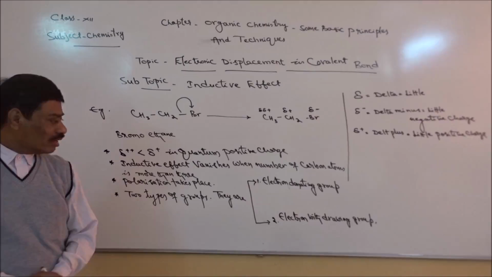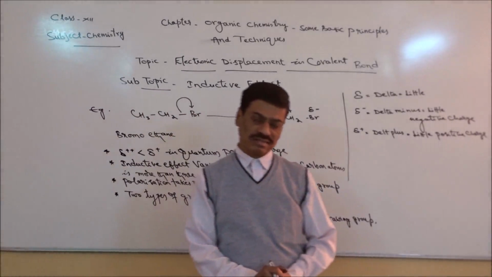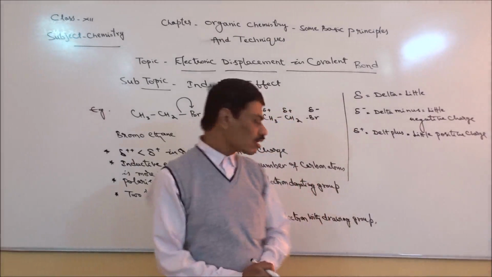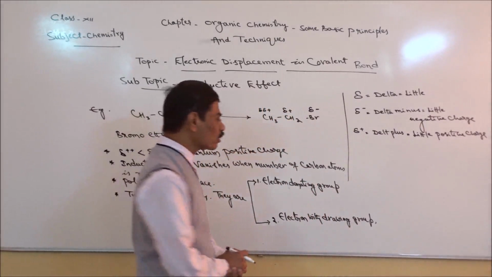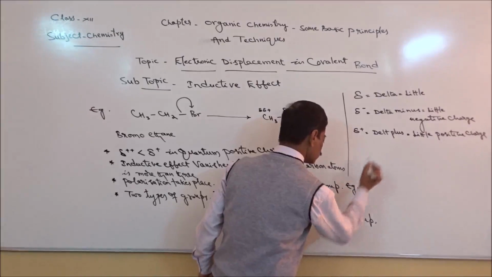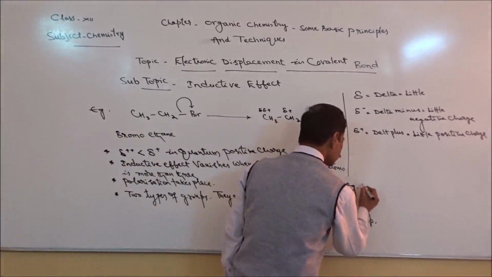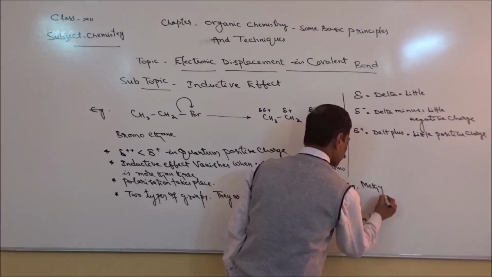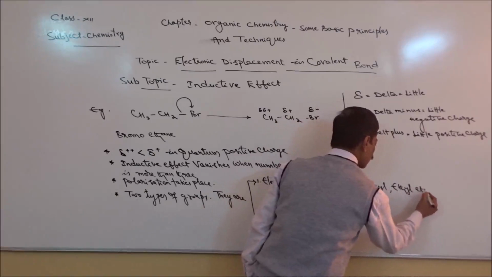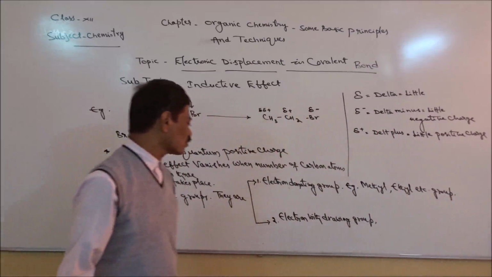Now, what are called electron donating groups? Those groups which are able to give electrons, release electrons, donate electrons are known as electron donating groups. Now let us see examples for that: methyl, ethyl, etc. groups.